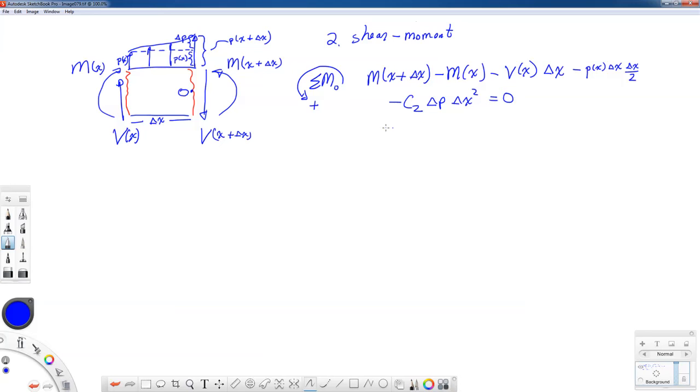And the shaping constant C2 depends on the exact shape. We'll get a certain value if it's a triangular distributed load and so forth. So I'm just going to label this as another shape constant. Alright, we're going to do the same thing. We're going to put all of our M terms on one side.